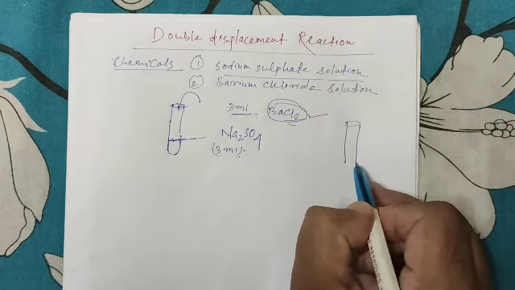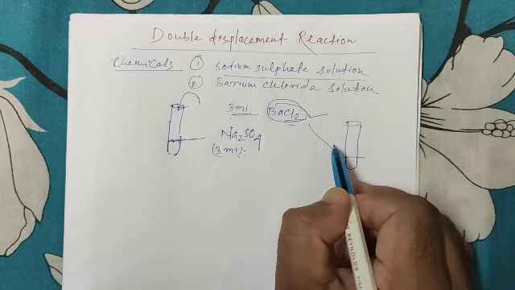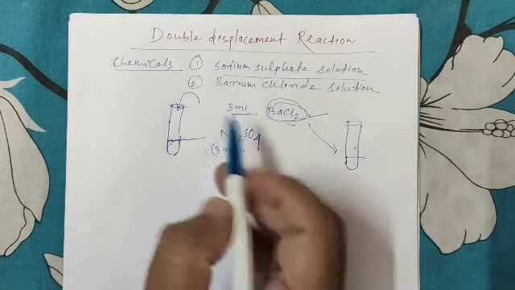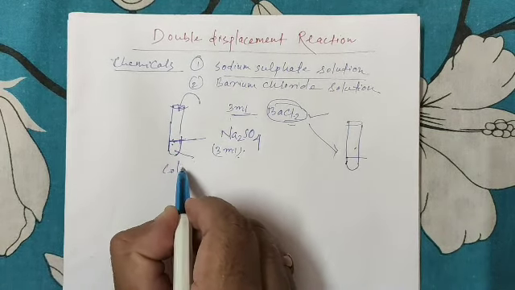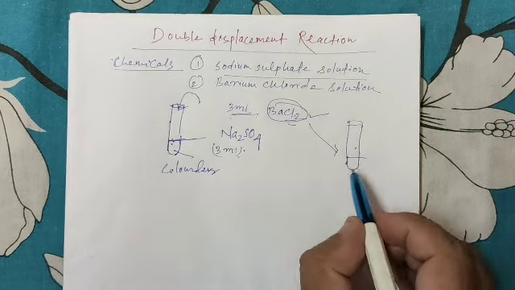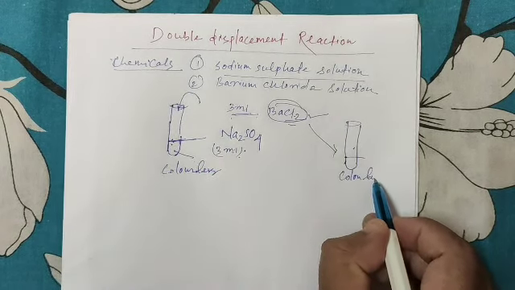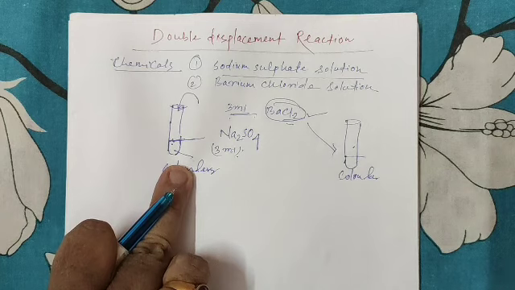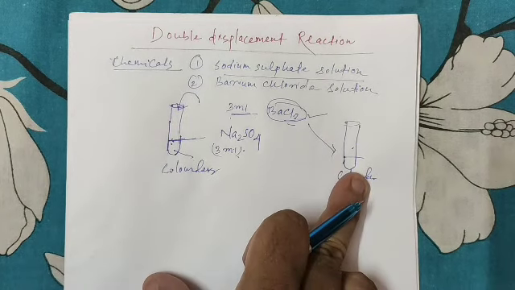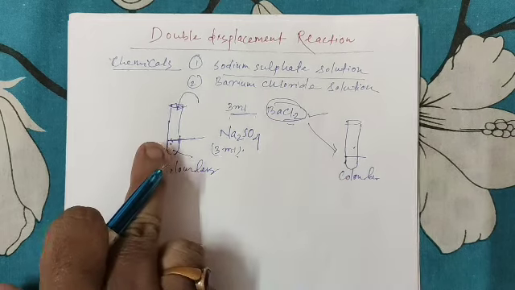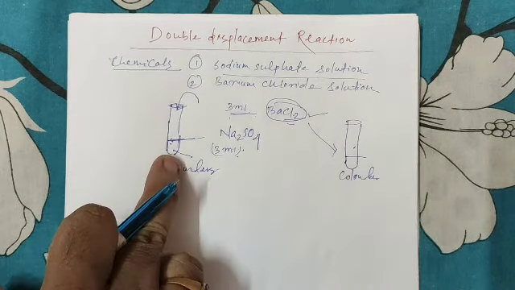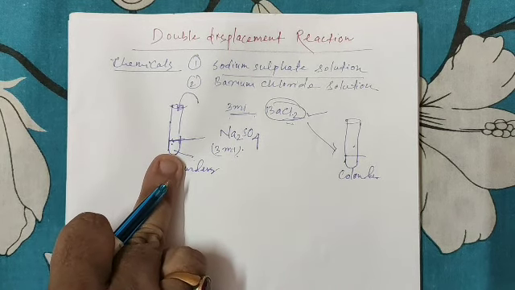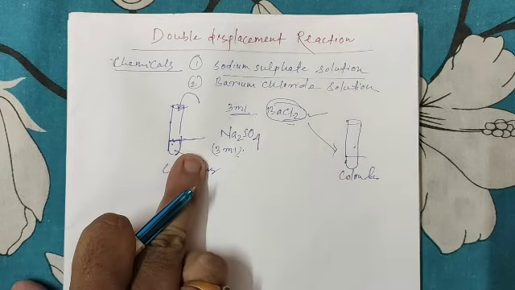Now suppose barium chloride solution was in one test tube, and I added it here. What color was it? Colorless. So both the solutions are colorless. Sodium sulfate solution is colorless. Barium chloride solution is also colorless. And when I added one solution into another solution, then what will you observe? You will get a white precipitate.